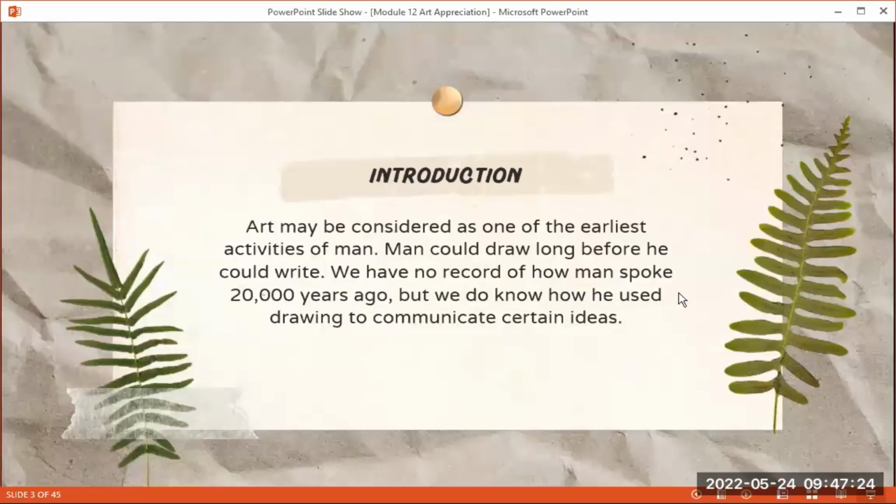Now, introduction. Art may be considered as one of the earliest activities of man. Man could draw long before he could write. We have no record of how man spoke 20,000 years ago, but we do know how he used drawing to communicate certain ideas.